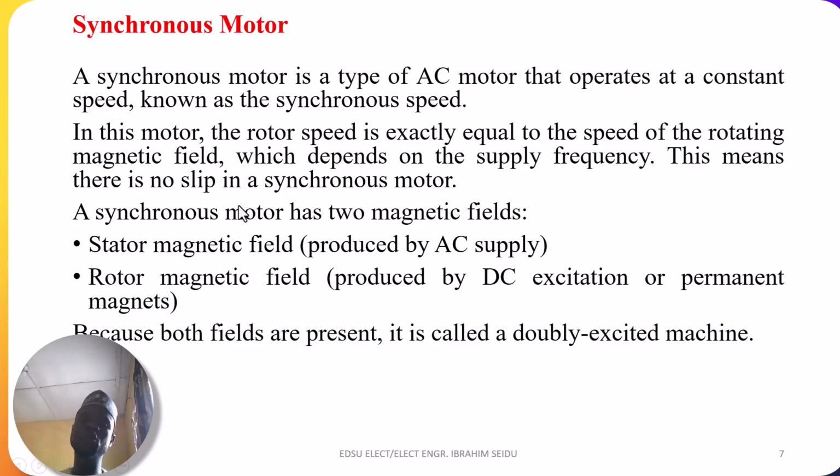Because it does not have slip, it means the magnetic field speed equals the rotor speed. And your magnetic field speed depends on the supply frequency. So a synchronous motor has two magnetic fields. One, the stator magnetic field, which is produced by the AC supply you connect it to. Then you have the rotor magnetic field, which is produced by DC excitation or a permanent magnet.